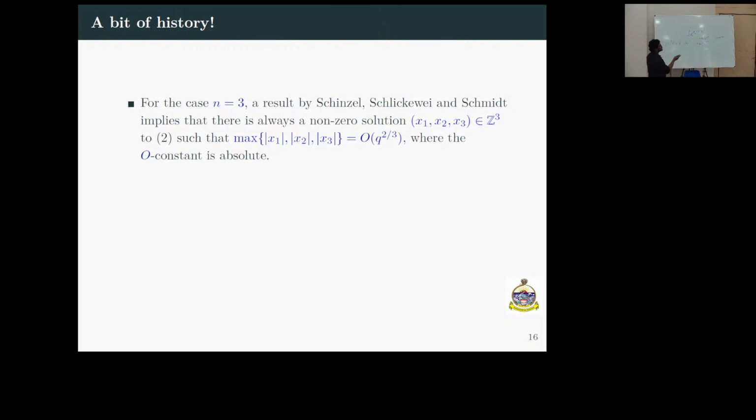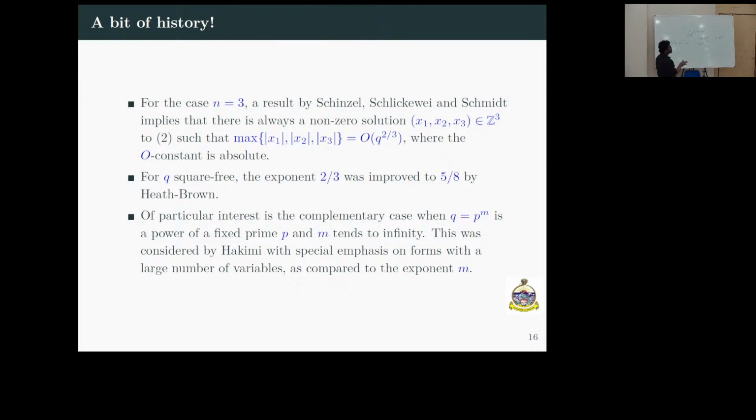And this was improved later by Heath Brown. He improved that this bound 2 by 3 can be improved to 5 by 8. So you can understand our motivation is to make it as small as possible. One particular interest will be the case q equal to p power m, and this was first considered by Hakimi, with a special emphasis that the number of variables in that case is pretty large compared to m.